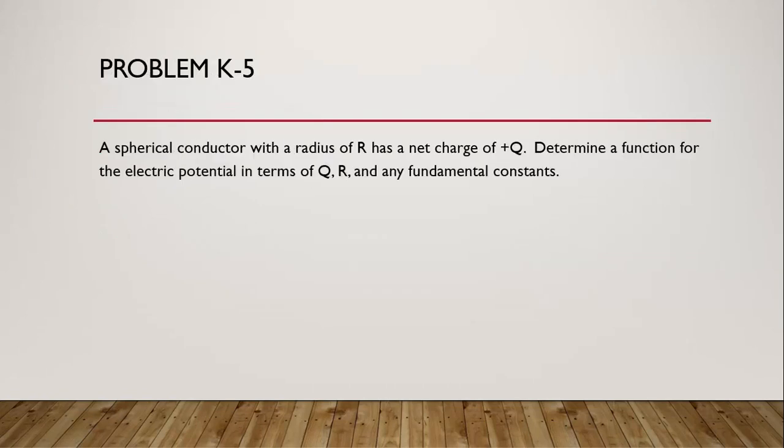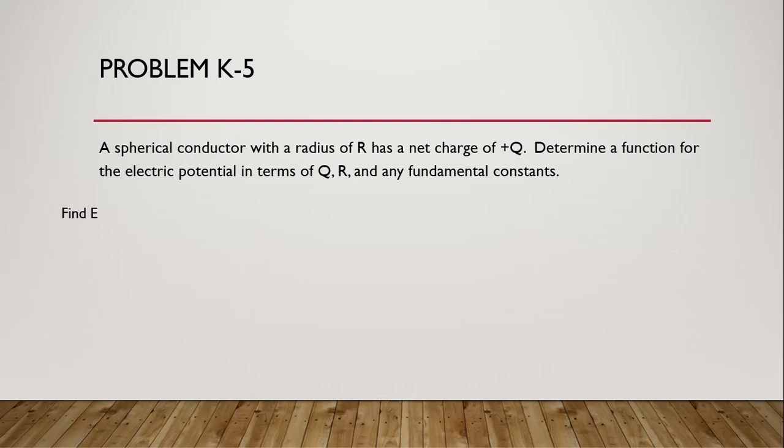So we're going to start first of all with the simplest example, and this comes from Gauss's law: a spherical conductor of radius R and a net charge Q. I want to determine the function for the electric potential in terms of Q, R, and any fundamental constants for this situation. There are really two different regions that we're interested in. One is outside the conductor and one is inside the conductor.